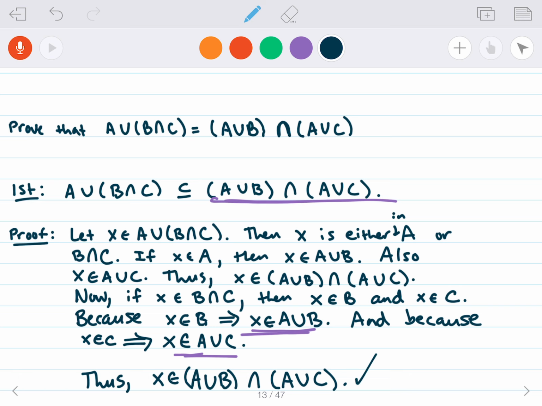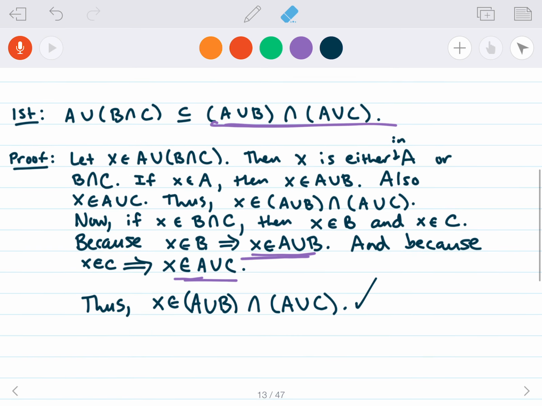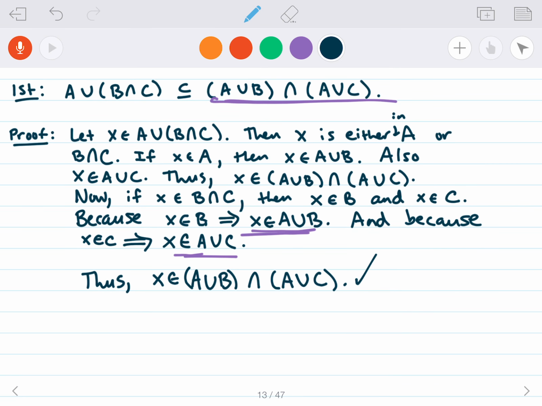We have taken care of this first containment: A union (B intersect C) is contained in (A union B) intersect (A union C). Now we need to do the other containment to show equality. Okay, so let's do the other direction of containment. The second thing we need to show is that (A union B) intersect (A union C) is going to be contained in A union (B intersect C).